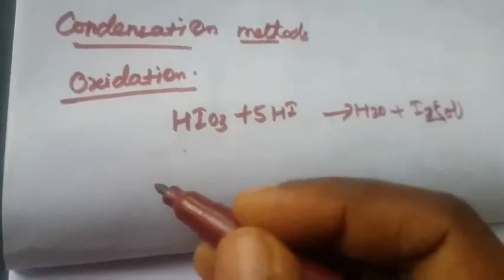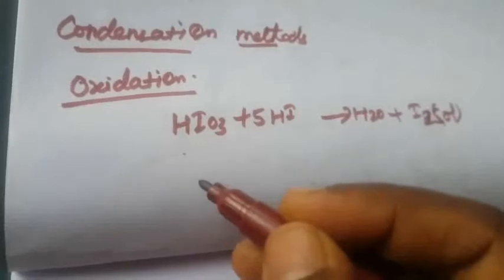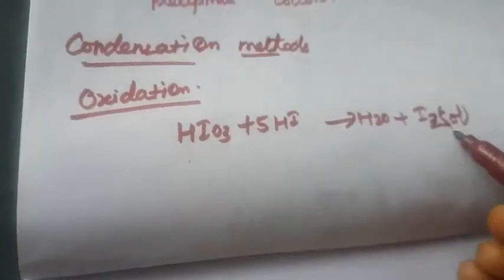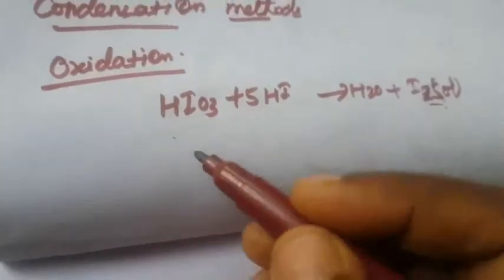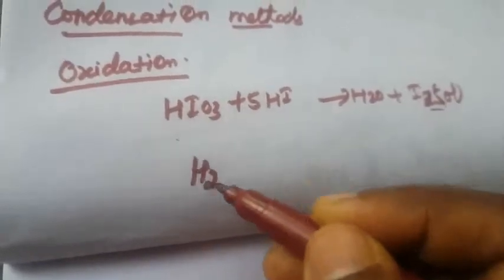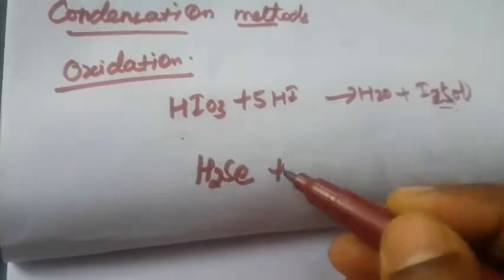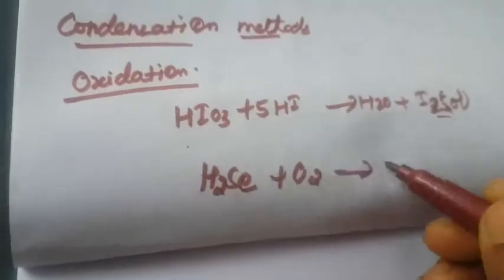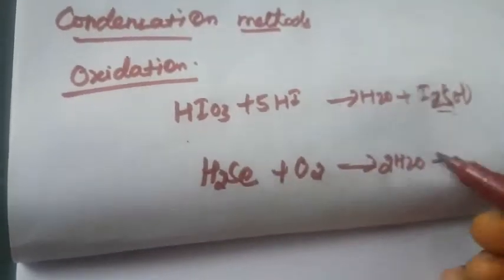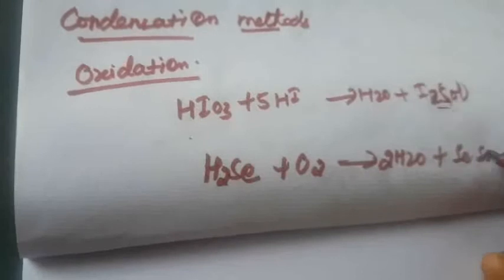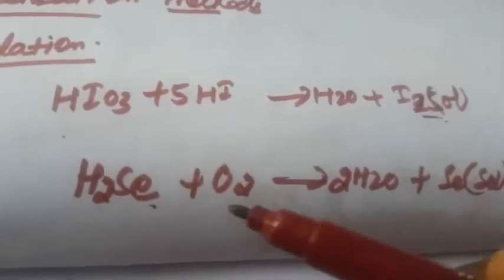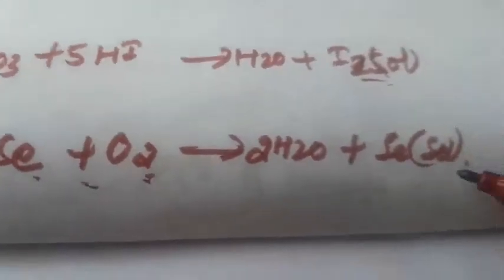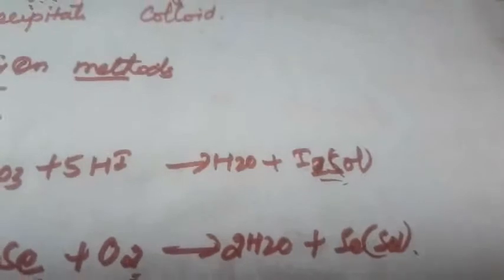Second one is when oxygen is passed through hydrogen selenide, we get selenium sol. This is the preparation of iodine sol. Next is how to prepare selenium sol. Hydrogen selenide reacts with oxygen, that is oxidation with oxygen, and it is converted into selenium sol. This is another method.